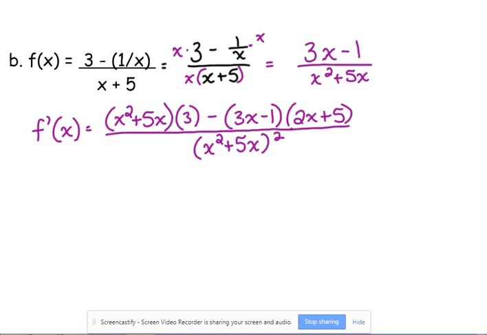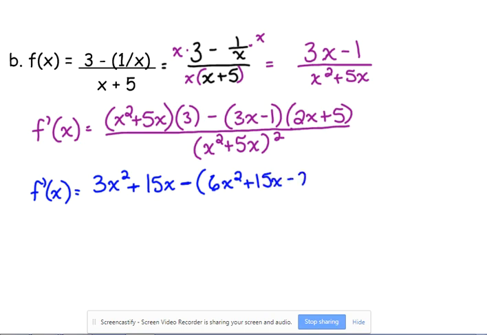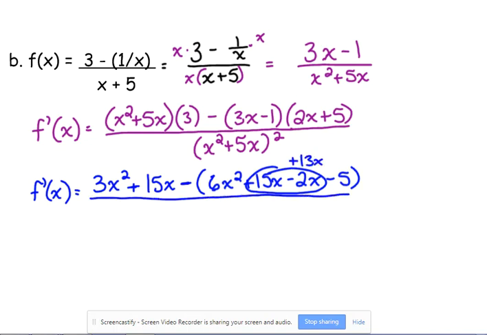All right, so we need to distribute and see if we can simplify. So f prime of x, I'm just keeping my notation here so that it's very clear what we're doing. Okay, distribute the 3x squared plus 15x. We've got a FOIL here, so I've got to keep that minus in front, and I need to follow it by a set of parentheses, because with that minus, after we FOIL, then we're going to have to distribute the negative. So we get 6x squared plus 15x minus 2x minus 5. And 15x plus 2x is plus 13x. I'm just saving myself some writing here.